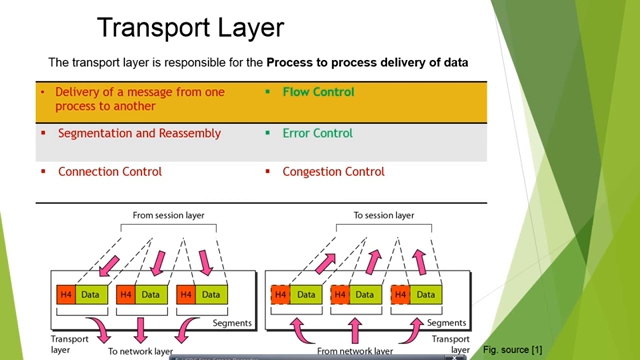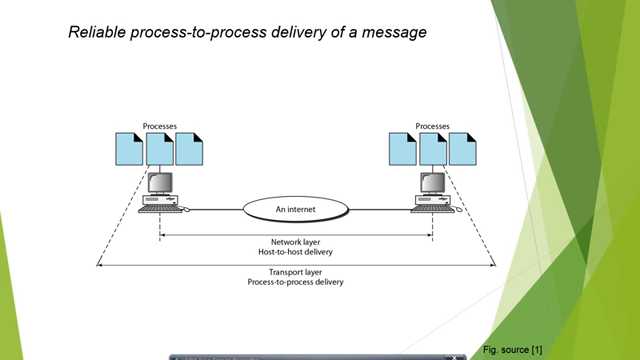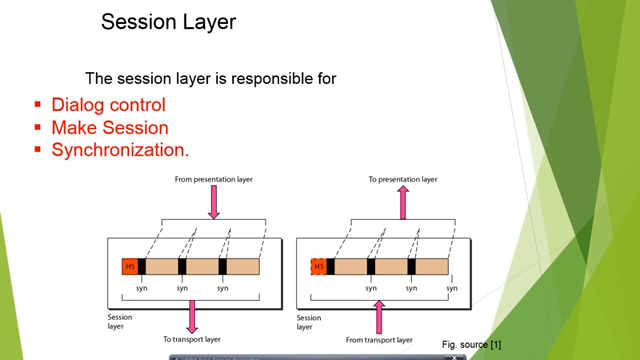The next responsibility is congestion control. Congestion in the network may occur if the load of the network is greater than the capacity of the network. So the transport layer tries to balance the load of the network and the capacity of the network by using the congestion control mechanism.